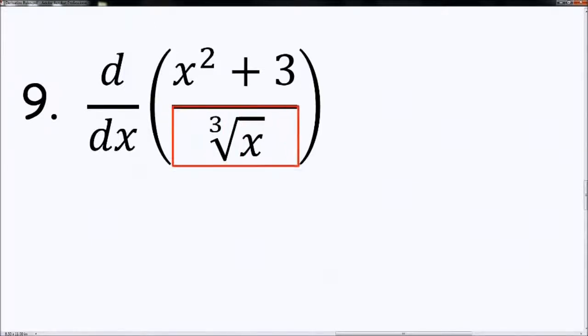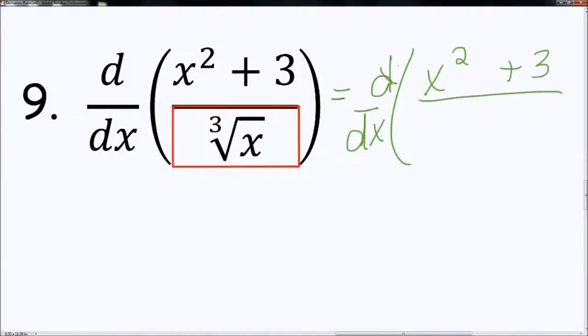Notice that my denominator only has one variable. If that's true, then I can split that up. And so what I mean by that is I'm going to go ahead and change this into power form. So I have d/dx of x squared plus 3 over the cube root of x. If I change the denominator to power form, this will be x to the 1/3. Well, I could just split this guy up because the same denominator occurs. It's not like I have x to the 1/3 plus something else. I just have just x to the 1/3.